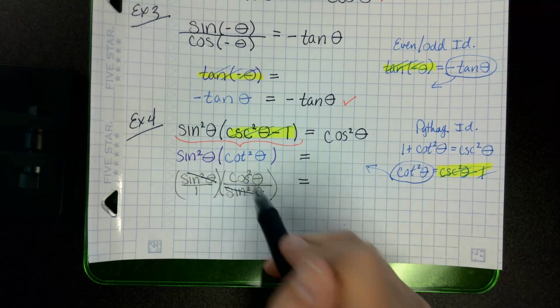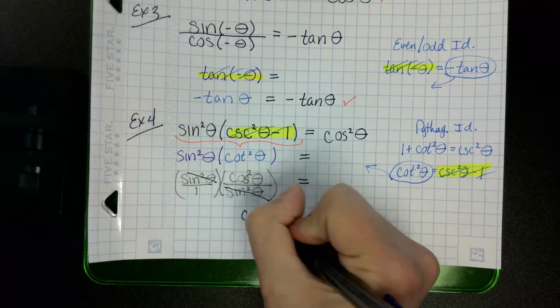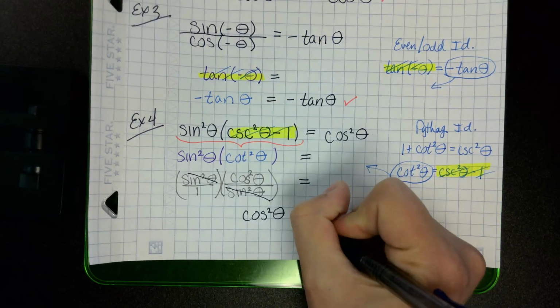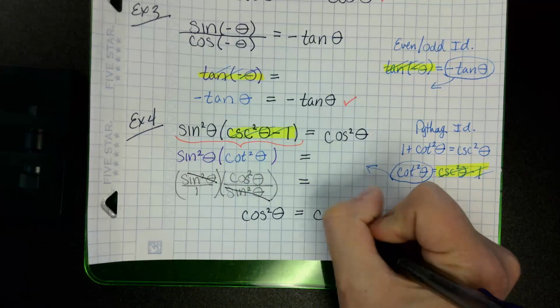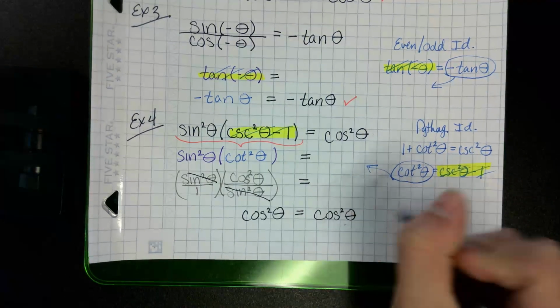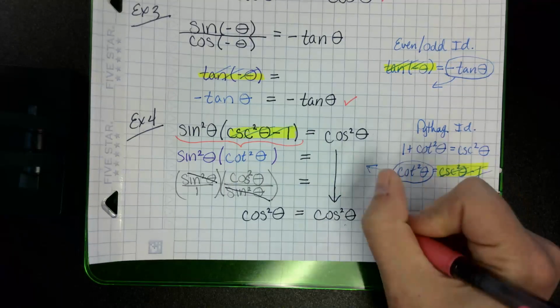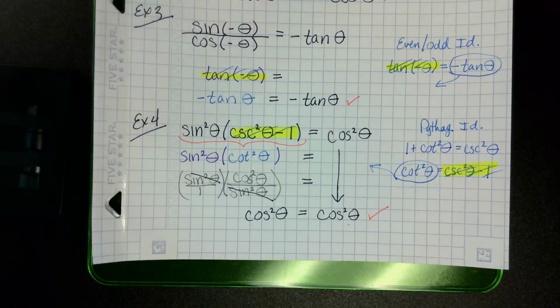And all that's left is cosine squared theta. And it equals whatever's on the right, which is also cosine squared theta. This is all the same on the right-hand side. We didn't change it. It verified. They are exactly the same.